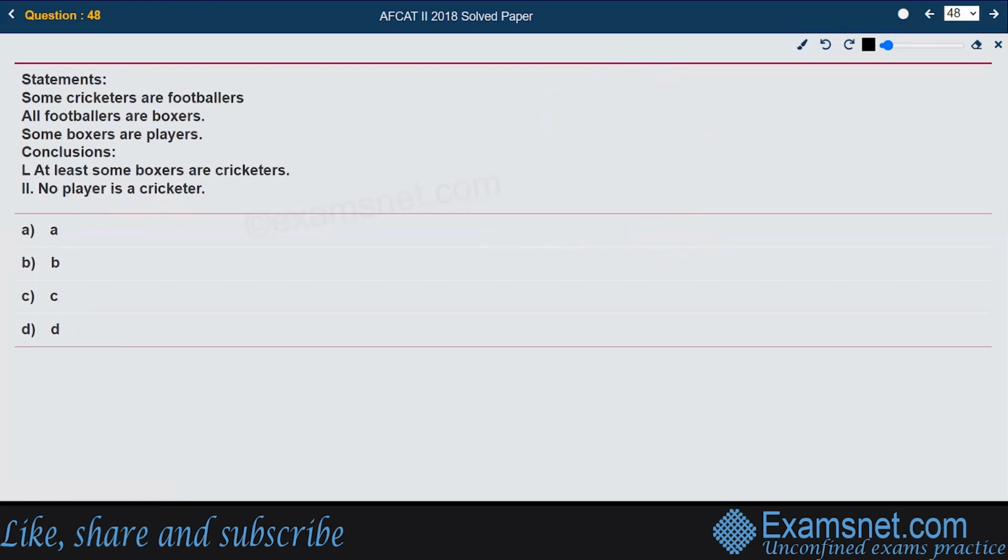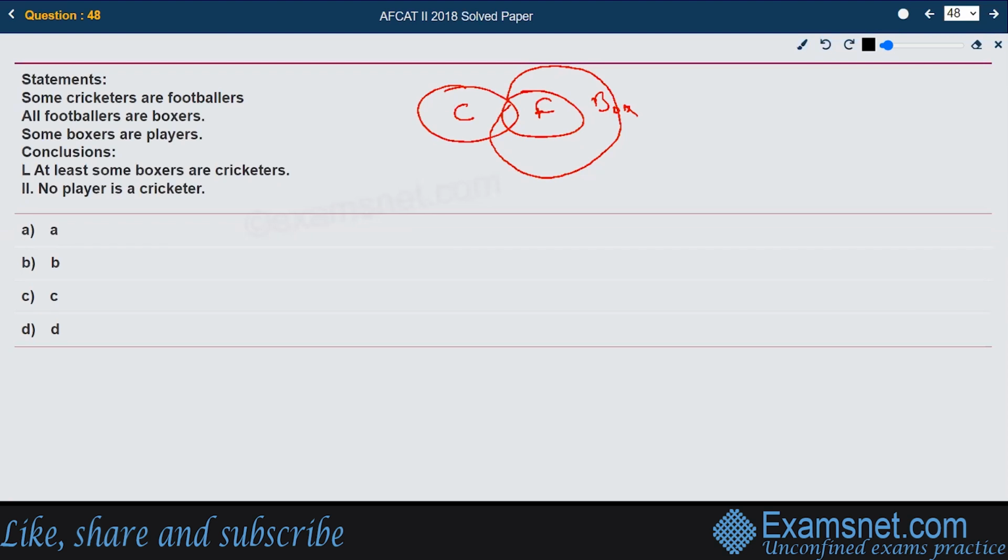Now, this is a syllogism question once again. Some cricketers are footballers. Let us start making. This is cricketers. This is footballers. Some part has been made common. All footballers are boxers. So let me encircle footballers with a bigger circle called boxers. Okay, all the footballers are boxers. They are lying inside the boxers, or they may be equal to boxers also. Both the possibilities are there.